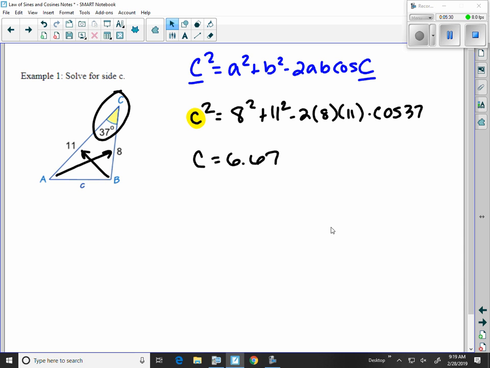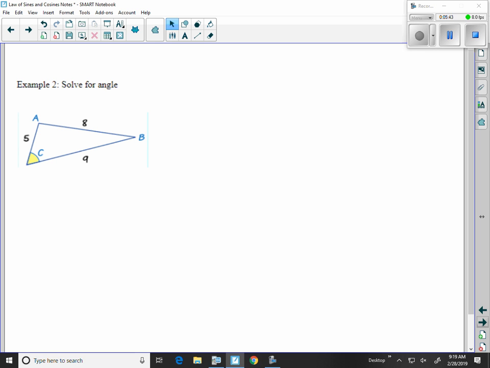So doing sides on the law of cosines is very simple. Okay, very, very simple. Angles is not hard. It just takes a little bit of simplification. Okay, so we're going to solve for angle C. I'm not sure why I didn't copy, but we're going to solve for angle C on the second example.